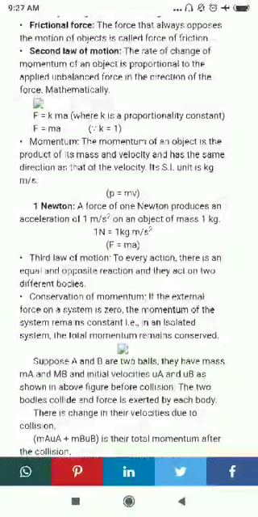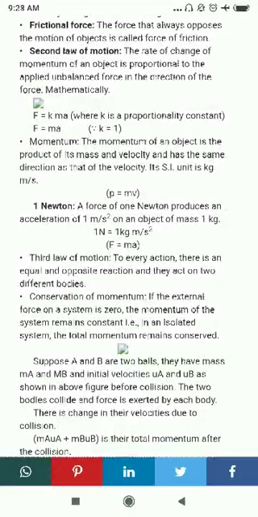Next, 1 Newton. What is 1 Newton force? See the definition. A force of 1 Newton produces an acceleration of 1 meter per second square on an object of mass 1 kg. It means for applying 1 Newton force, you have to take 1 kg mass and apply the 1 Newton force, and what acceleration will you get? 1 meter per second square. Okay. So 1 Newton equal to 1 kilogram meter per second square. Formula for force is F equal to ma.